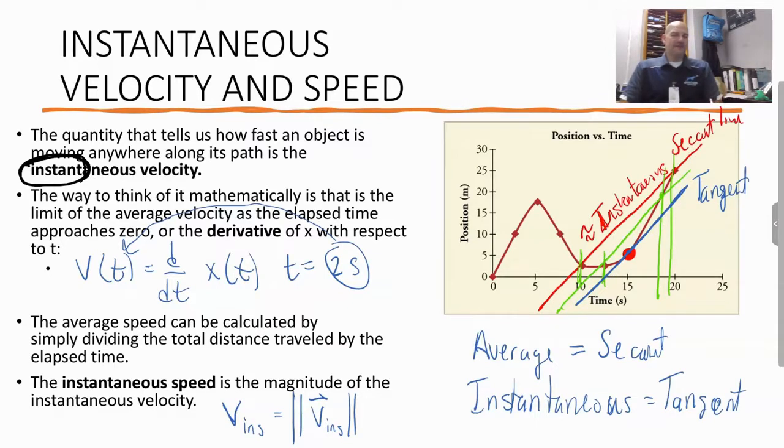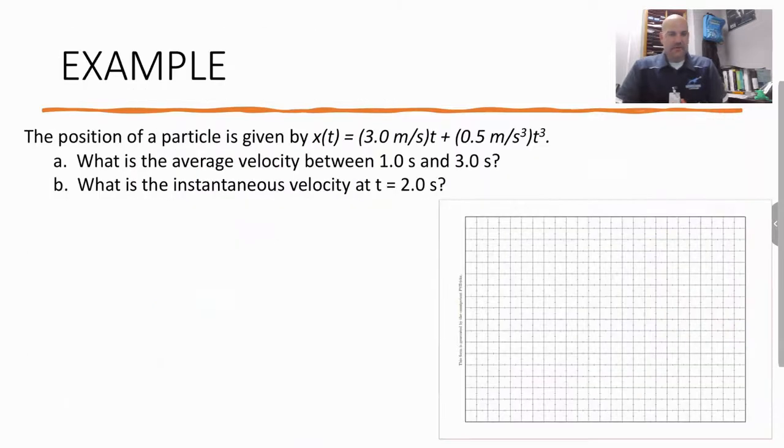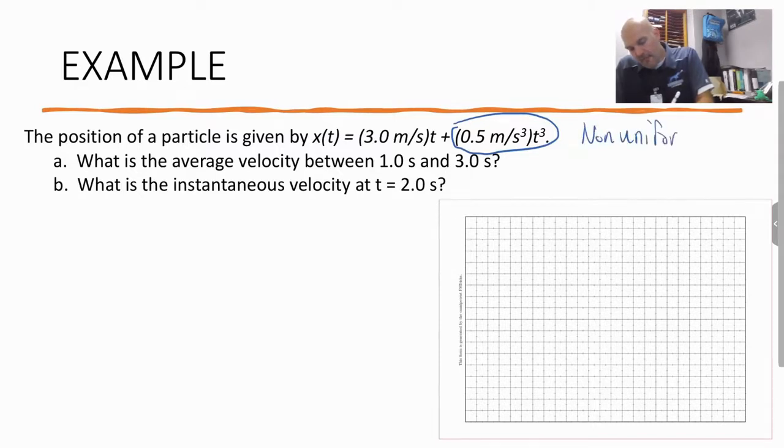Okay, so now let's look at an example problem. Again, this is what sets it apart between algebra and calculus. The position of a particular particle is given by x of t equals 3 meters per second times t plus 0.5 meters per second cubed times t cubed. Okay, just a little bit of a preview: this means a non-uniform acceleration, whereas in a Physics 1 course, the acceleration would have been uniform.